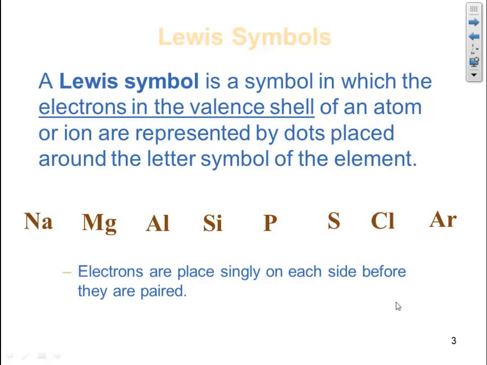Electrons are placed singly on each side before they are paired, just like we did with Hund's rule back in the previous chapter. Sodium has 1 valence electron to account for, so we would put 1 dot on sodium. Magnesium has 2 valence electrons, so we would place 2 dots, but they have to be at different locations. They can't be on the same side. Aluminum has 3 valence electrons, so we place 3 dots around aluminum, all singly. Silicon has 4 valence electrons, so we place 4 dots, all singly as well.